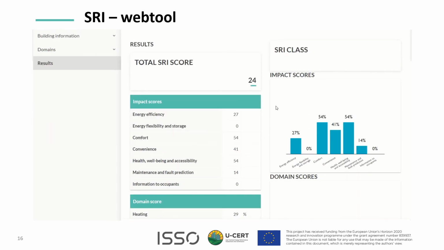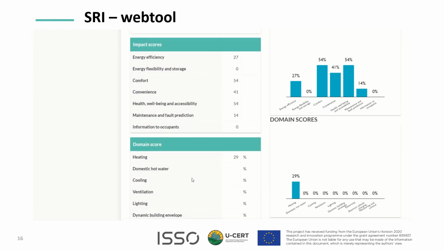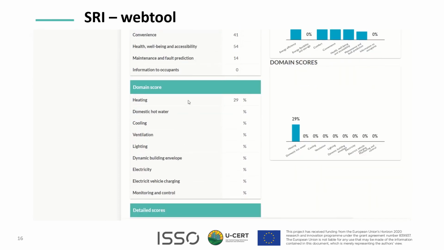partial output data such as the impact scores in terms of energy efficiency, energy flexibility and storage, comfort, convenience, health, well-being and accessibility, maintenance and fault prediction, and information to occupants. And also some domain scores for each of the specific domains and services that I presented before. There is also an impact about how smart ready each of these sections is. So that is very valuable also to take some renovation actions in terms of increasing digitalization and connectivity of buildings.